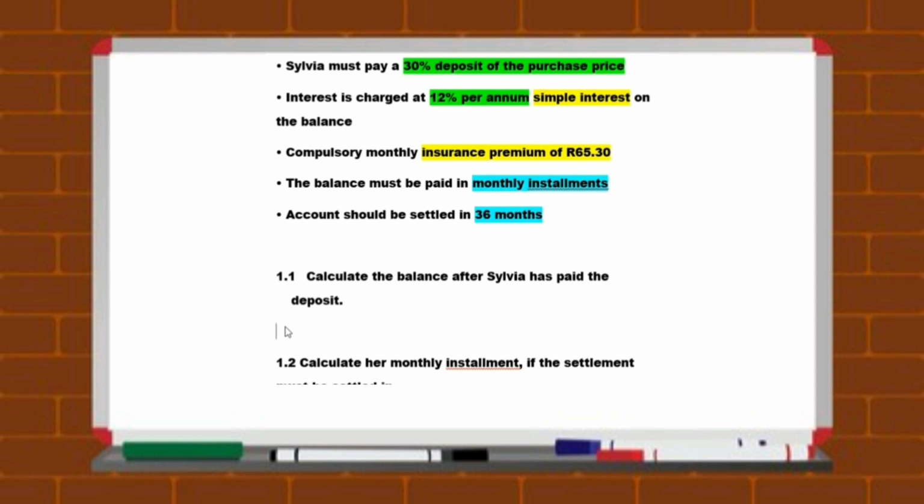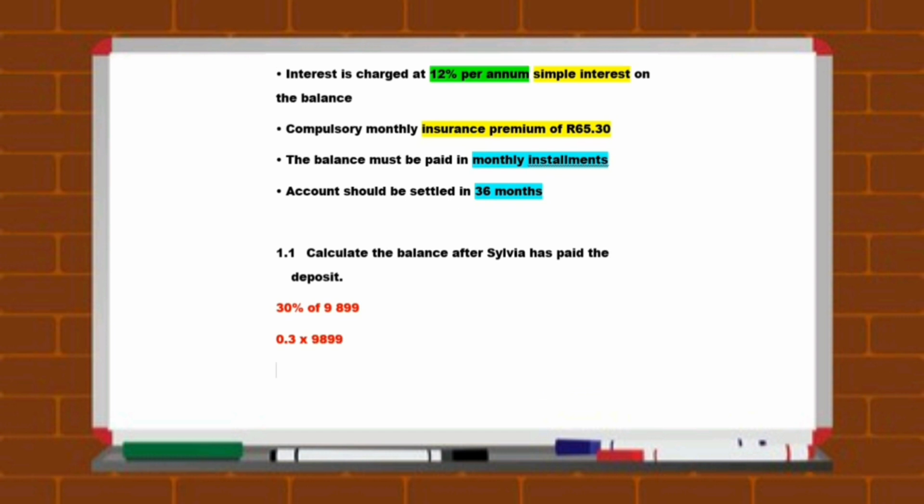So on the first question, they're asking you to calculate the balance after Sylvia has paid the deposit. So how much is the deposit? Deposit is 30% of 9,899. What's 30% of 9,899? It's the same as 30 over 100 times 9,899, which is 2,969.7. Right? So this is how much she has to pay as a deposit.